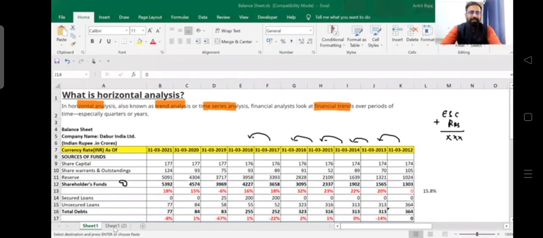Hello learners. In the previous lecture, we discussed horizontal analysis and what it actually is. Now I will be discussing vertical analysis of the balance sheet. So we will see what vertical analysis is, and you will get more idea from a practical example.